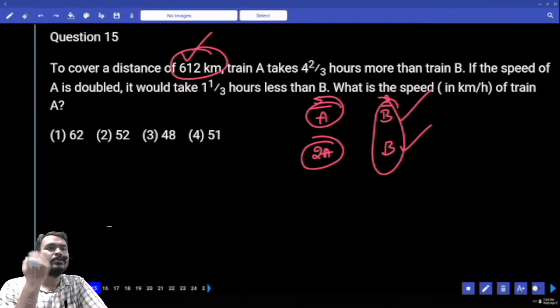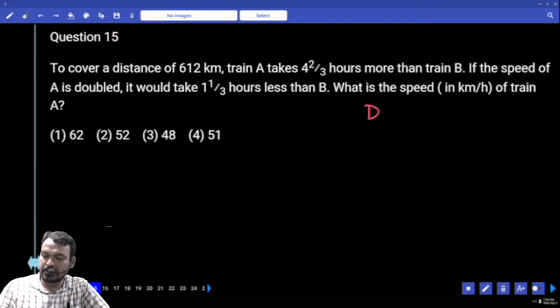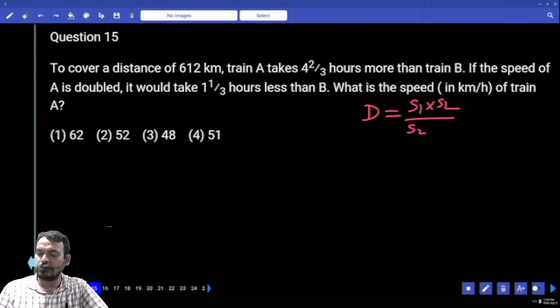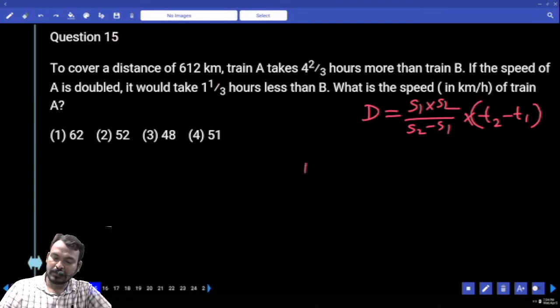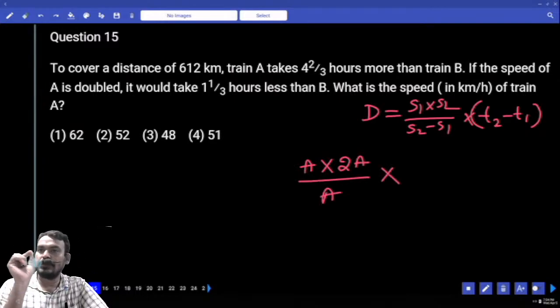When distance is constant, then we write distance equals product of the speeds by difference of the speeds into time difference. What is the speed of A in the first case? A. What is the new speed? 2A. What is the difference of the speeds? A. Product of the speeds, A into 2A. Difference of the speeds, A.